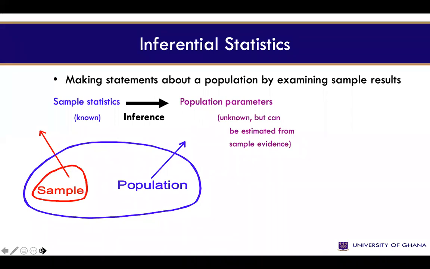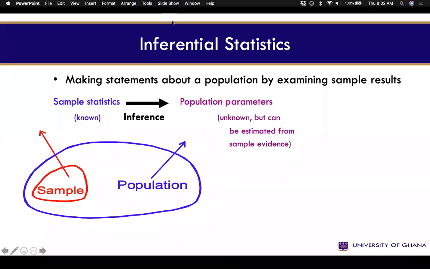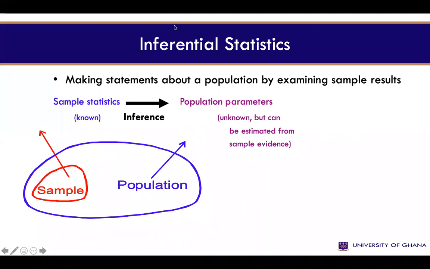But there is another one that we term inferential statistics. In inferential statistics, we are making statements about the population by examining the results of the sample. We look at the sample and then make conclusions about the population. Now, a lot of you guys do inferential statistics in the kitchen, right?